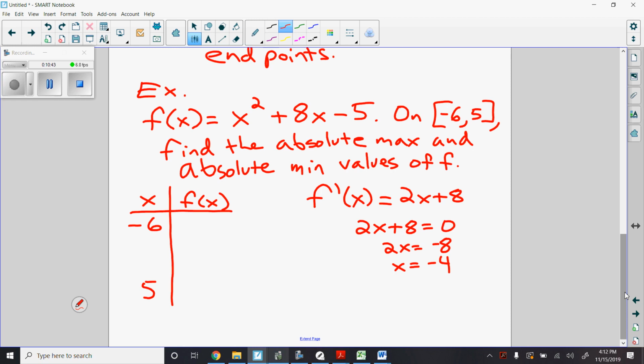Now, the reason I write my endpoints on that first is because I will not test a critical point that is outside the interval. Right? Let's say I got -10 for my critical point. Well, that's not on the interval -6 to 5. So I don't have to test it. Okay? But because -4 is in between -6 and 5, I do have to test it.